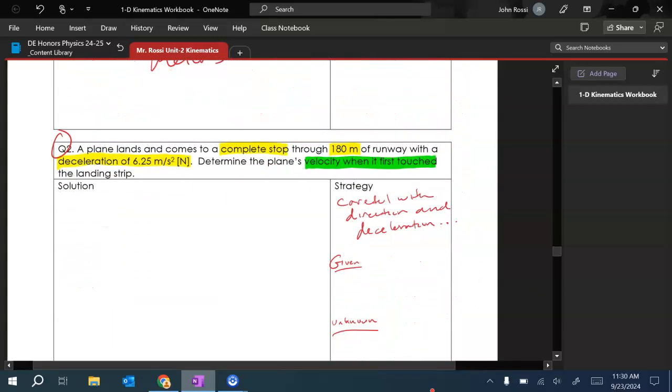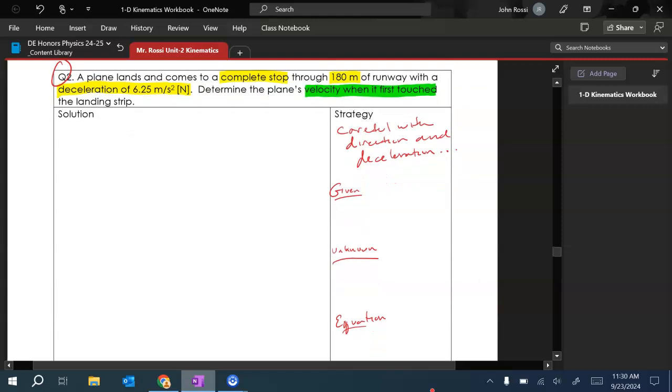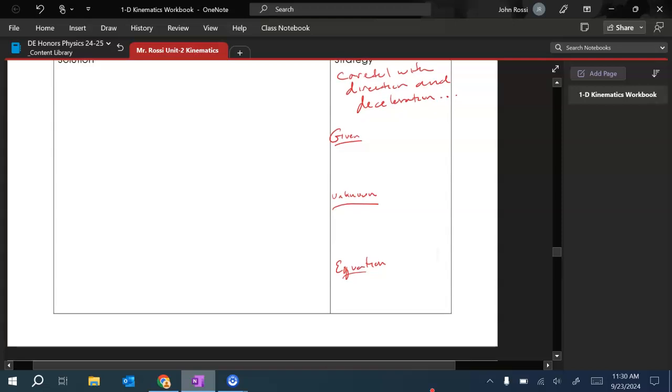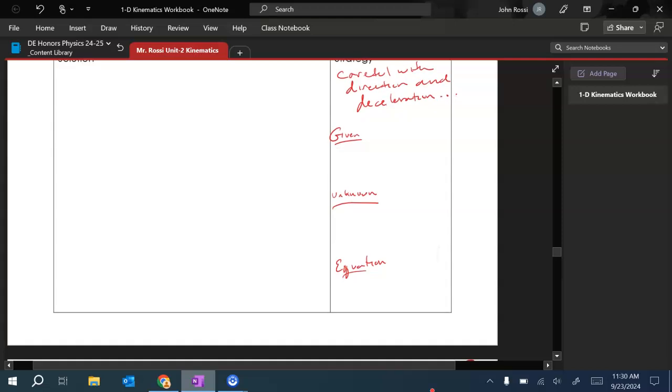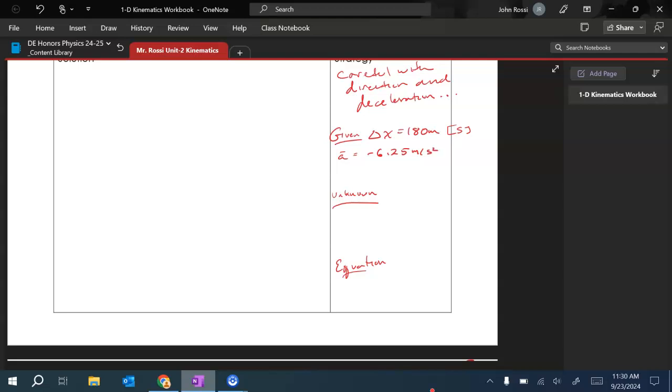Rolling up here, I already highlighted the givens, and I just wanted you to note that since it says deceleration, we have to be careful. At the end, we'll look at the signs of these and see if we've got that correctly. We've got a displacement, a delta x of 180 meters. We'll look for that later. It does say to the south. We've got an acceleration in the negative direction, negative 6.25 meters per second squared.